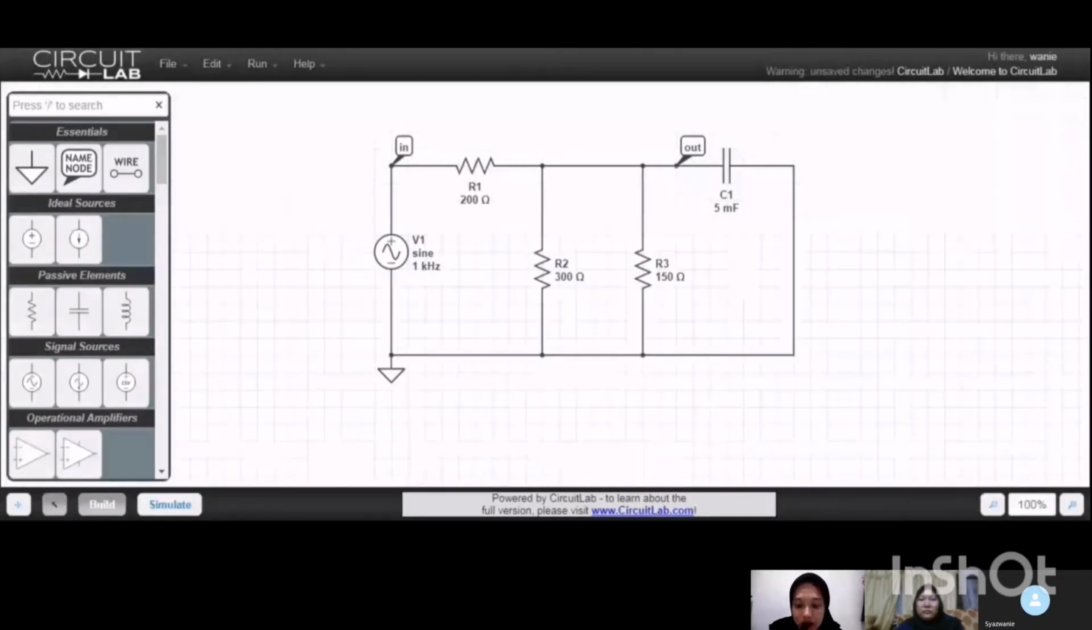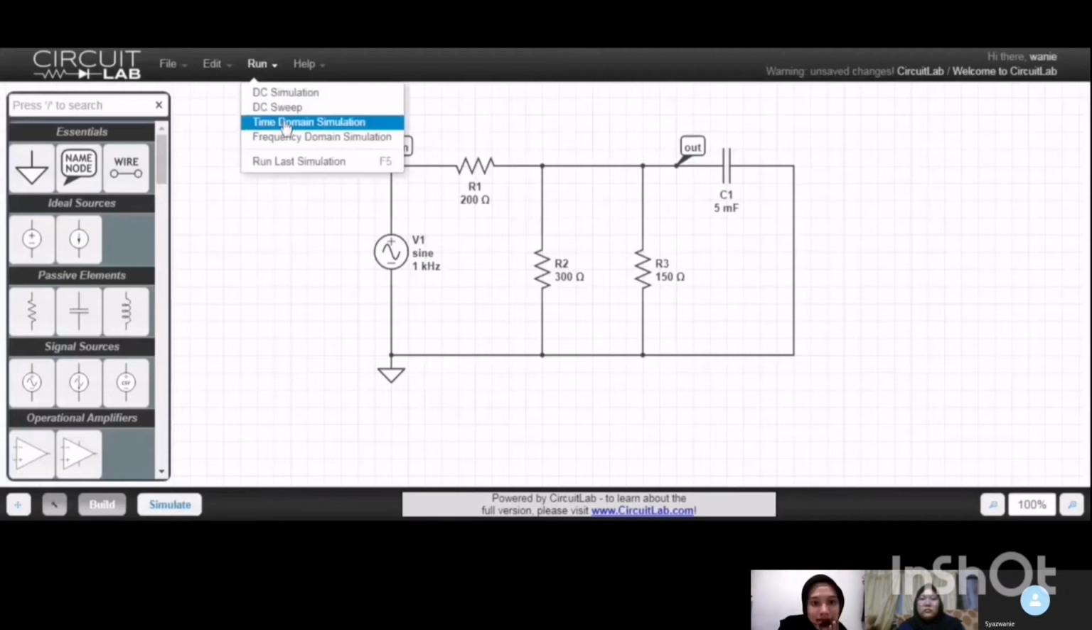For question number 5, we need to determine the input waveform and output waveform for different values of capacitor. For this one, we will start with the 5 microfarad capacitor. To know the input waveform and output waveform, we need to run this circuit. Click run, and then time domain simulation.